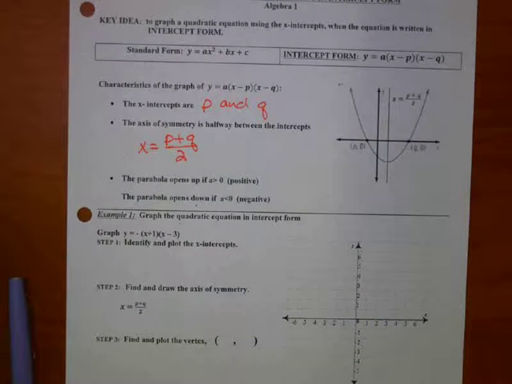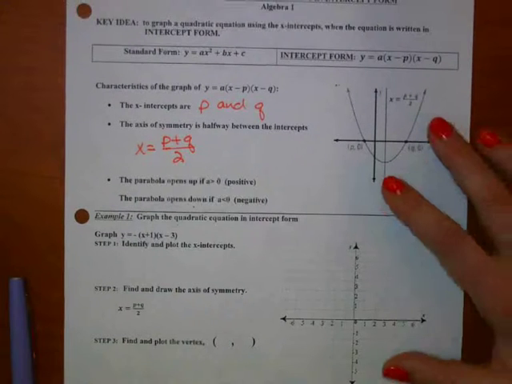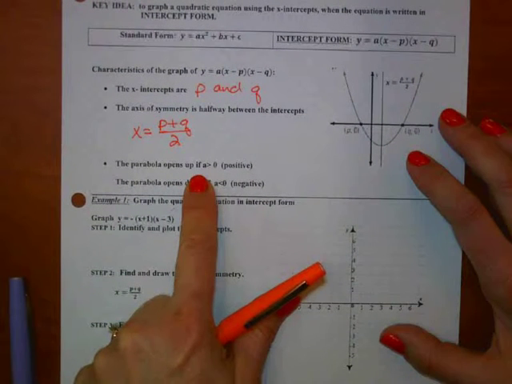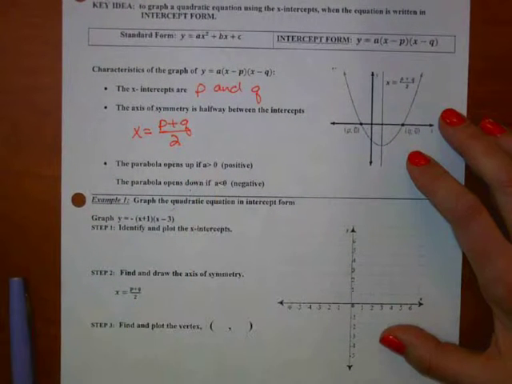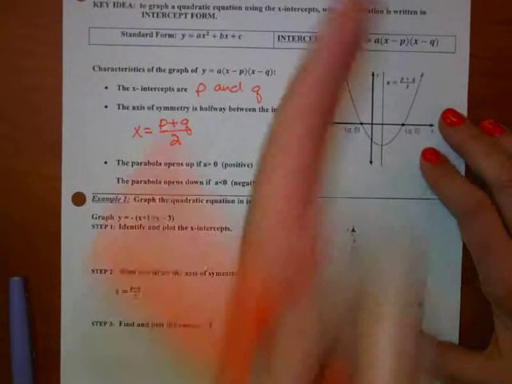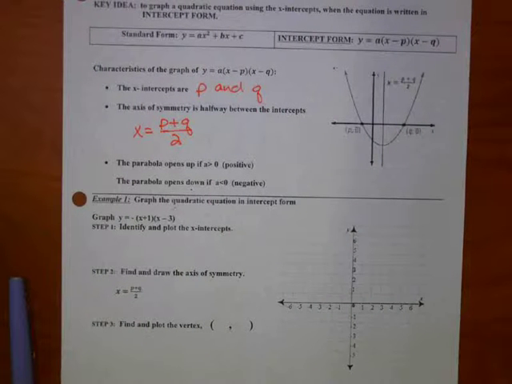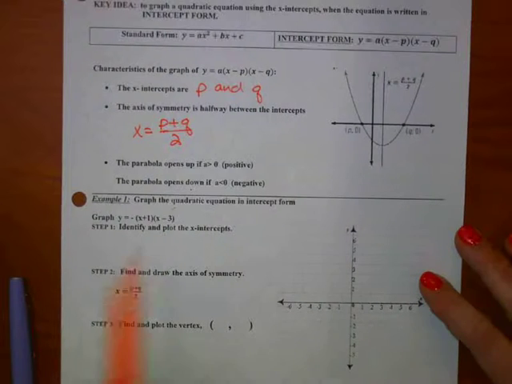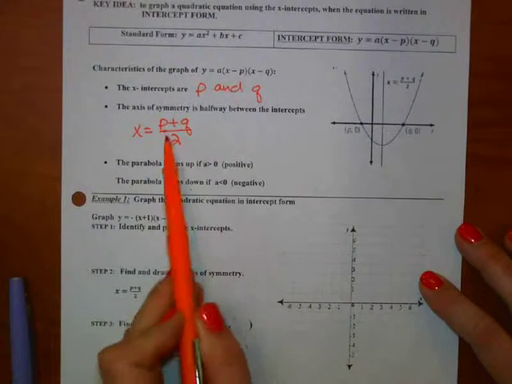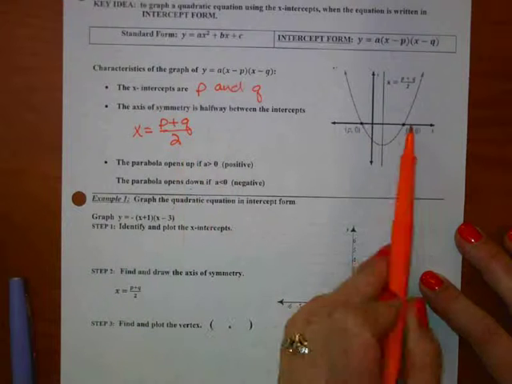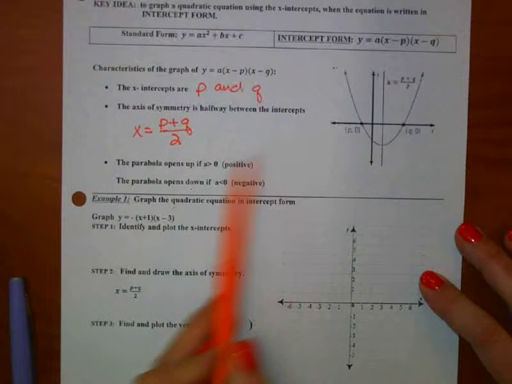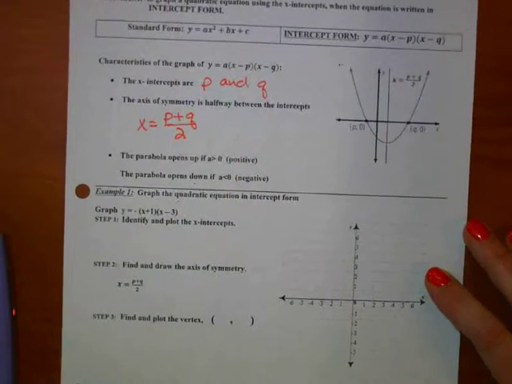them. Okay? The parabola opens up, you know this already. If a is greater than 0, it opens up. If a is less than 0, it opens down. So those are the characteristics that you're going to be working with here today. Knowing that these are the x-intercepts, the axis of symmetry is halfway between them, and you know that stuff already. Okay, so let's practice this a little bit.